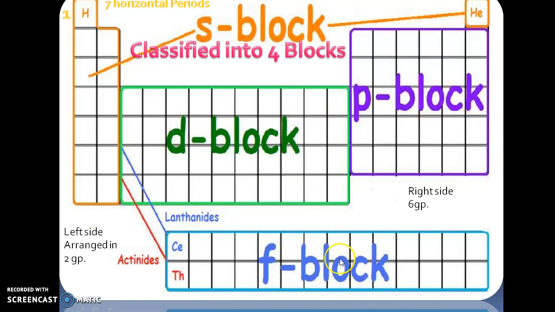Let's talk about F block elements. As we can see, F block elements are below the periodic table, and they include the lanthanides and actinides. Okay, as you can see, why are F block elements below the periodic table, not inside the periodic table?